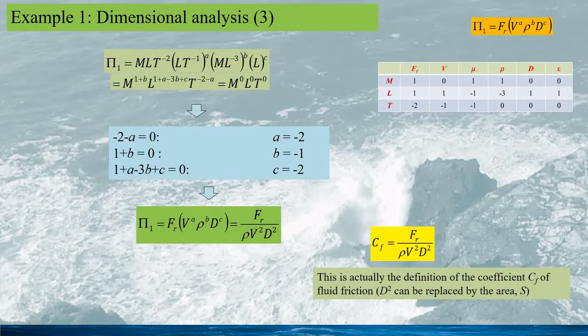This non-dimensional parameter is actually the friction coefficient Cf. But for a general formulation, d squared might be replaced by the area S. d squared and S have the same dimensions.